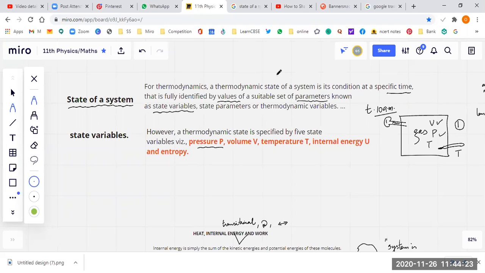These 3 state variables we observe for some time, and they are constant. So we can say it's in equilibrium. We can say the state is represented by 1. This is the state of the system.